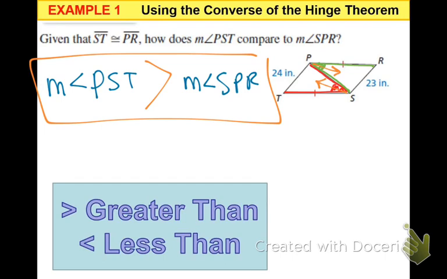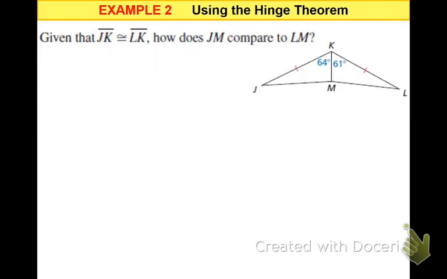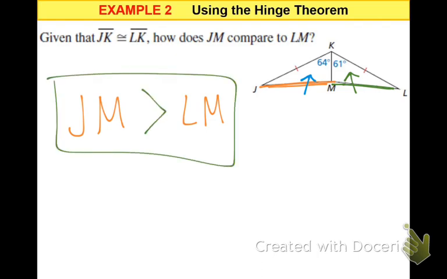Questions on why it was greater than? Okay, next. We're going to compare JM and LM. JM is across from what angle? 64. LM is across from 61. Which one will be larger? JM, because it's across from 64. So JM will be greater than LM, because JM is across from the larger angle. A wider angle will make a longer side.